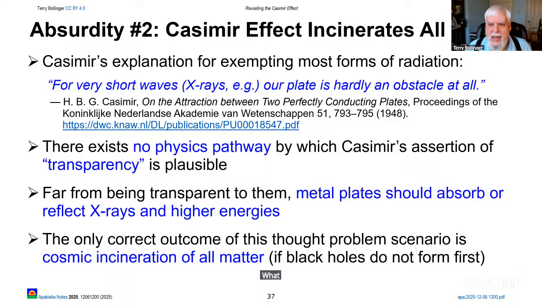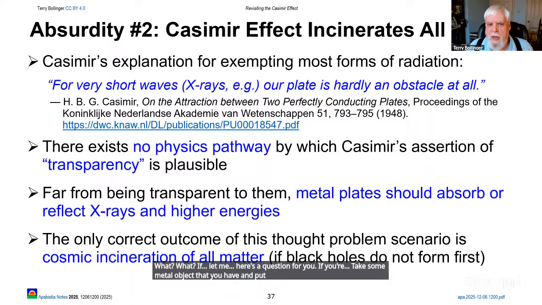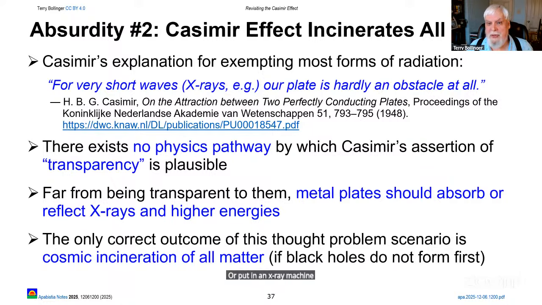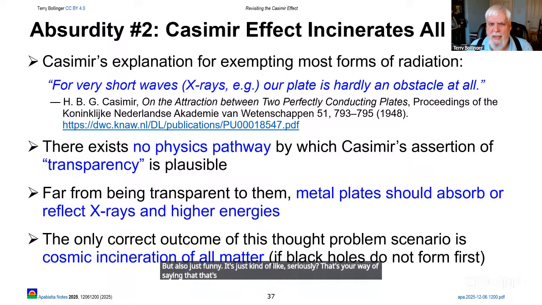What? What? Here's a question for you. If you take some metal object that you have and put it into a gamma ray machine and see if nothing happens to it, or put it in an X-ray machine and see if nothing happens to it. This is absurd. First of all, the assertion of transparency is not correct, and it also ignores all the consequences of those higher frequency waves. So it's a specious argument to say the least, but also just funny. It's just kind of like, seriously, that's your way of saying that that's why it's so weak, is you just say, no, no, all those higher waves, they just go right on through it.